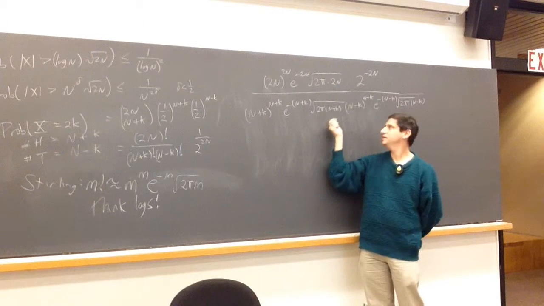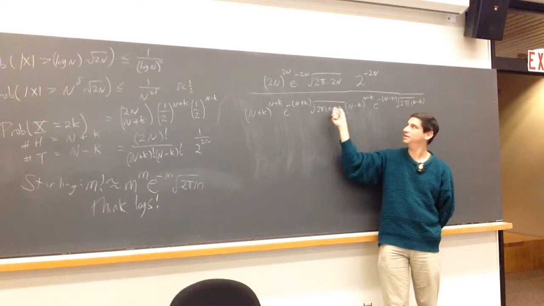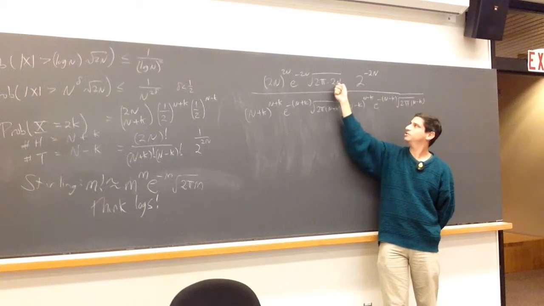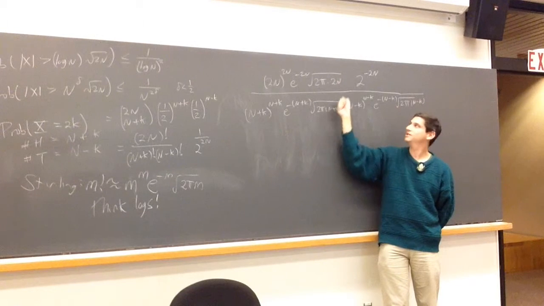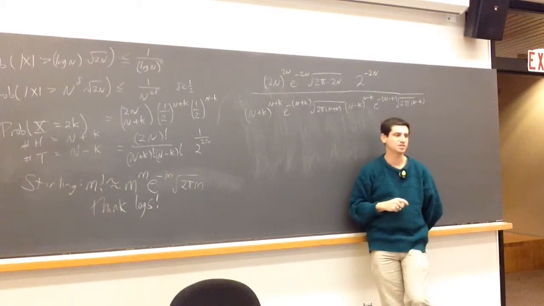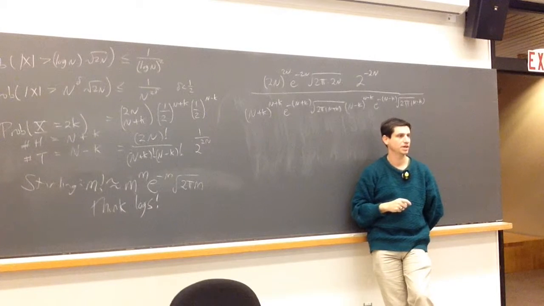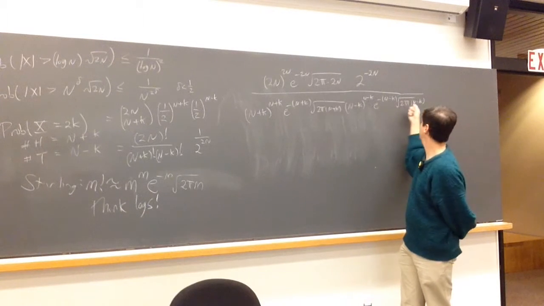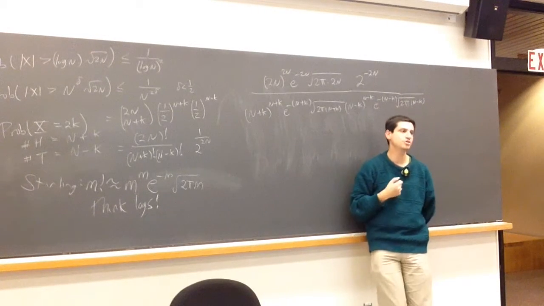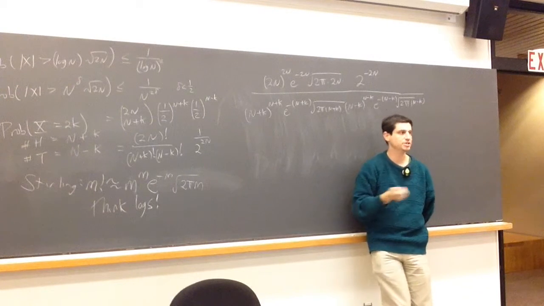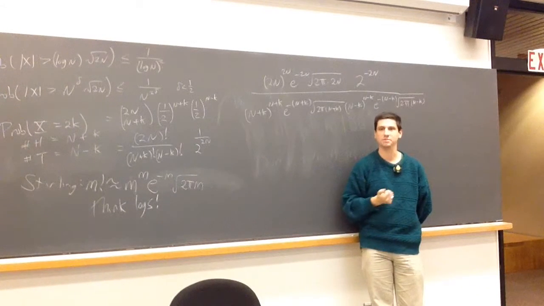Because we know k is not that large relative to n, the square root of 2n over n plus k, well, square root of n is basically the same size as square root of n plus k. And we'll have a square root of n over square root of n minus k, which is about a square root of n, because k really doesn't differ from 0 by that much.